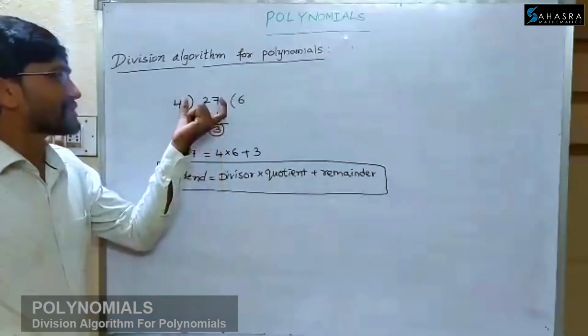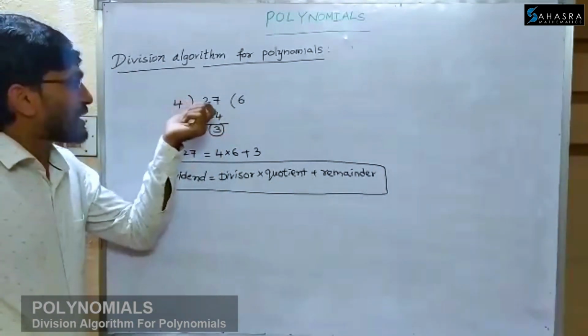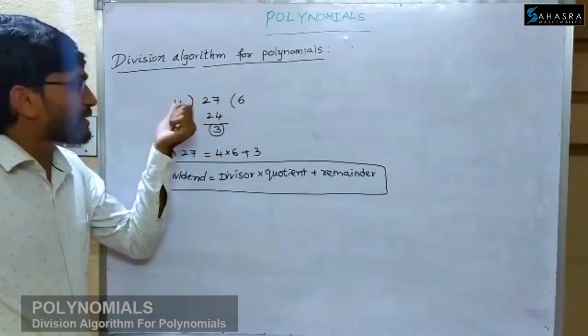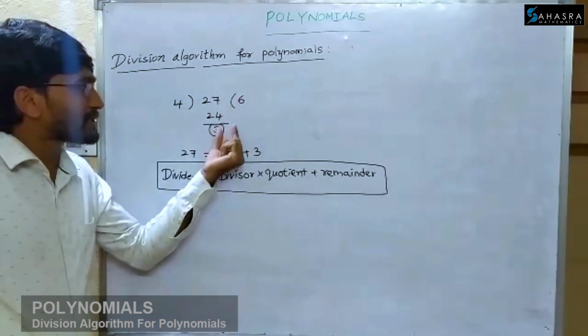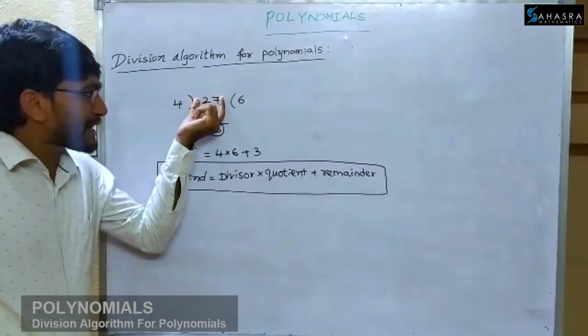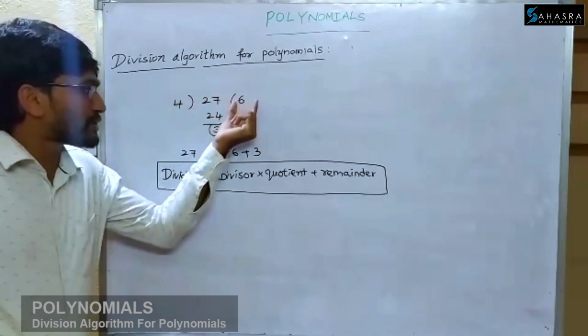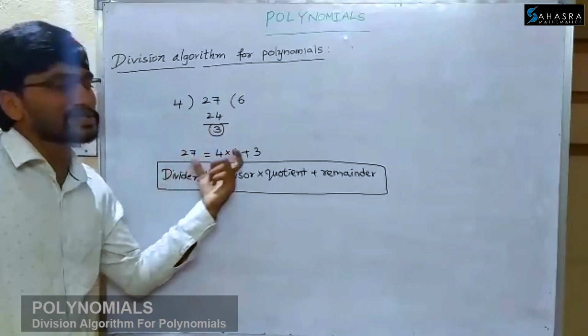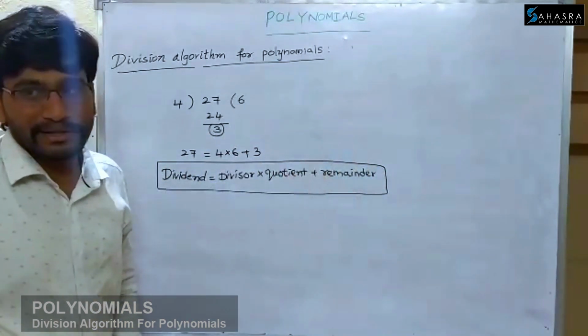So first let us consider any two numbers and divide a number by another number, then we get another two numbers that are nothing but quotient and remainder. Now this dividend can be written as divisor into quotient plus remainder. The process is called division algorithm.